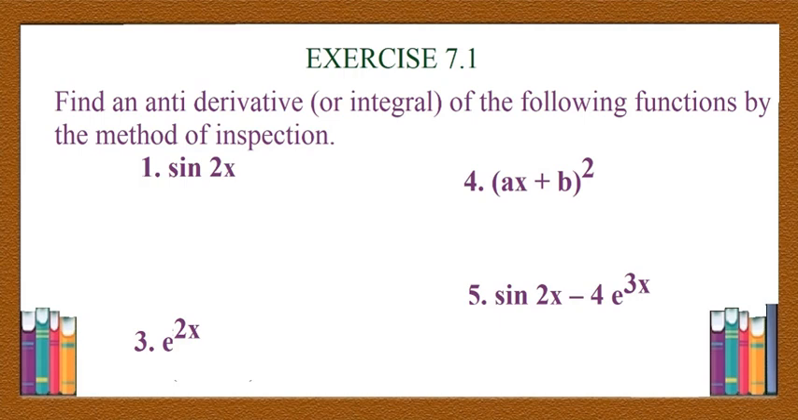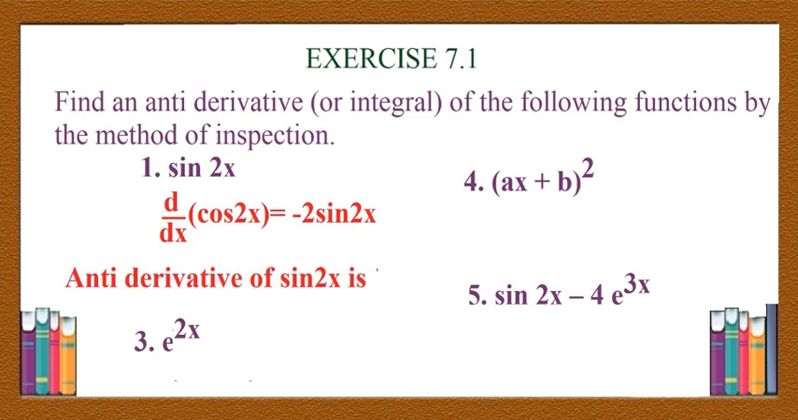And you have to think about the derivative of what is sine 2x. And you know that derivative of cos 2x is equal to minus 2 sin 2x or minus sin 2x into 2. Therefore, if you divide the cos 2x by minus 2 and find its derivative, you will get sin 2x. Therefore, you can write the antiderivative of sin 2x is minus cos 2x divided by 2.